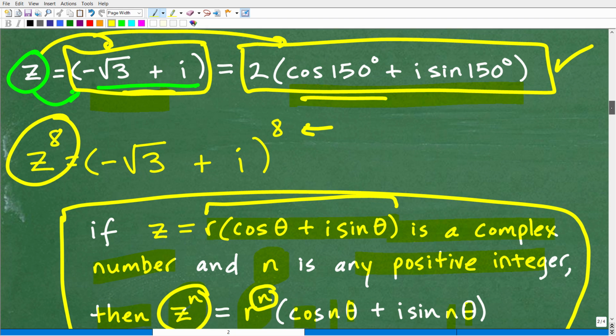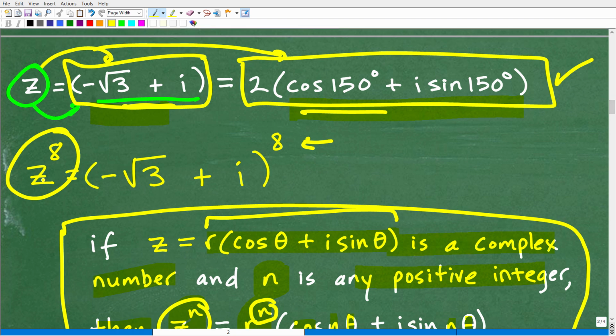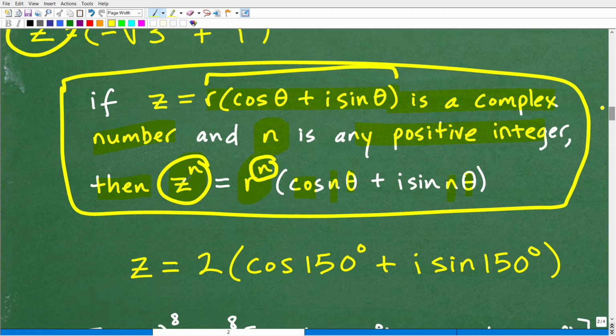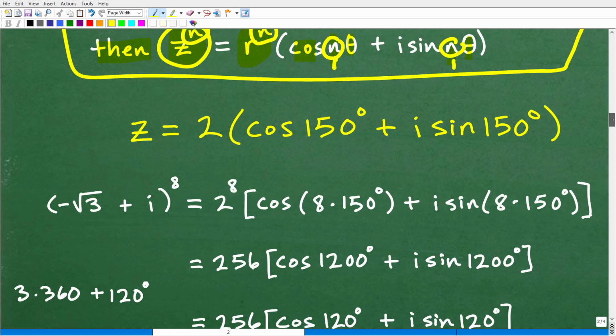Well, we're trying to take the eighth power of this complex number. So 8 is n. This is our n. It's the actual power. So we can see that here. z to the n, this is going to be z to the 8th, is going to be equal to r to the n. And then we're just going to put that 8 right here and that 8 right there, because this is n. So this is not the hard part of the setup, at least.